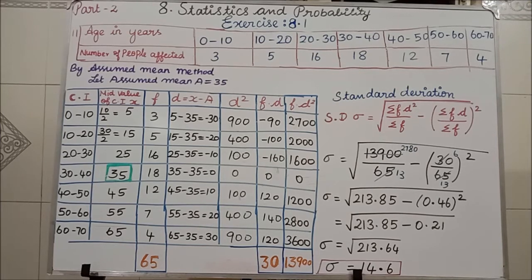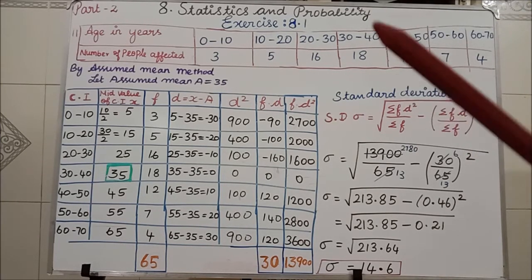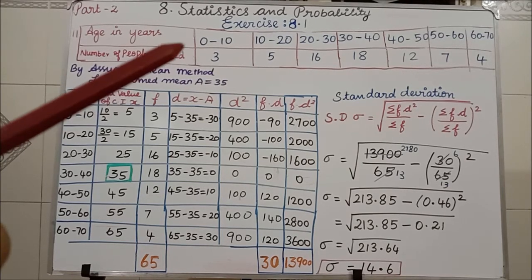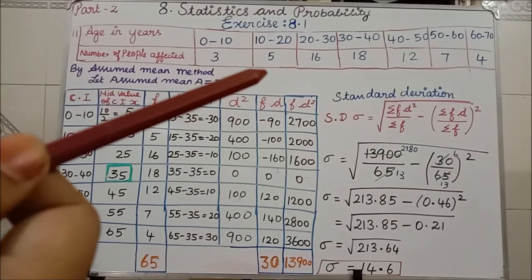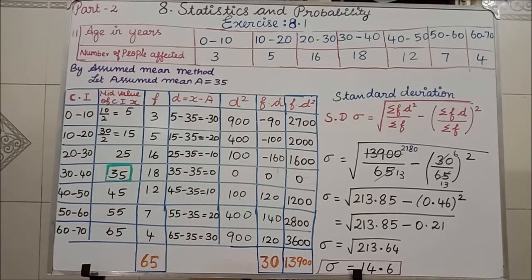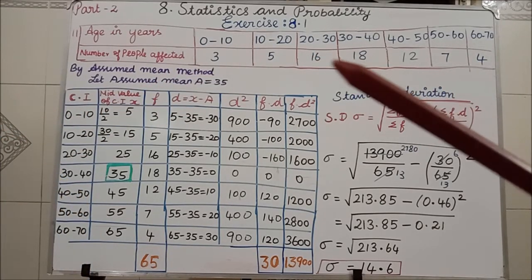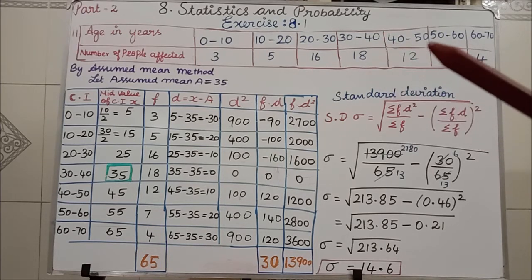Now, age in years means 0 to 10. In between 0 to 10 years, 3 of them were affected. In the age 10 to 20, 5 of them are affected. In the age 20 to 30, 16 of them are affected. 30 to 40, 18. 40 to 50, 12. 50 to 60, 7. 60 to 70, 4. Find its standard deviation. That is the question.